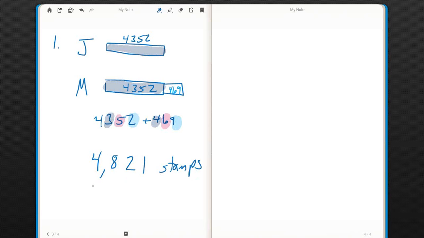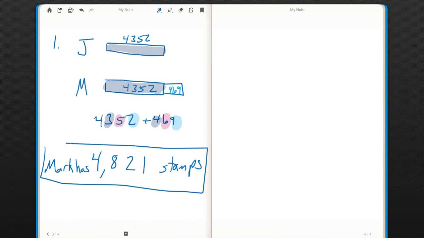When your student does the work, please make sure that they, as the instructions say, show the work and write the statements clearly. And so you could say 4,821 stamps, or you could even say Mark has 4,821 stamps. I'll let you, as a homeschool mom, decide how much of a statement you want, if you want a period at the end of it, or just a statement, or what exactly.